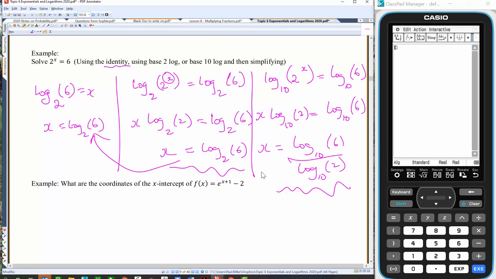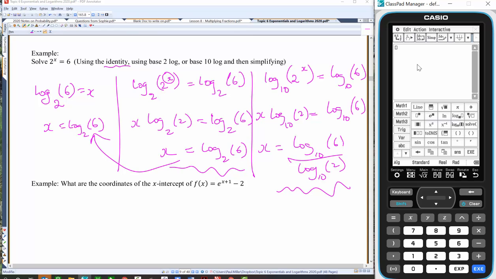It's worth just pursuing this because you'll sometimes get a different answer and think that you're wrong. So I want to show you that you are right. Let's go over to the calc and find our logs. Now here is our log 10, okay? So we're going to go log 10, 6 over log 10, 2.